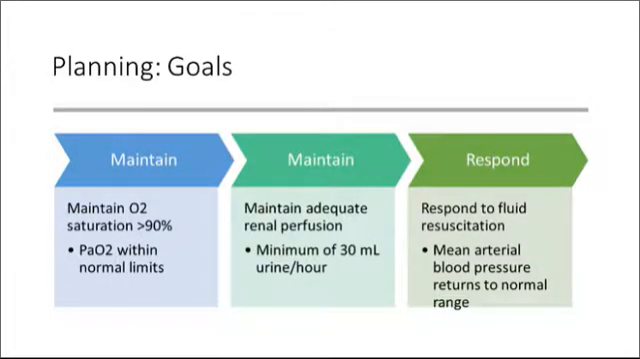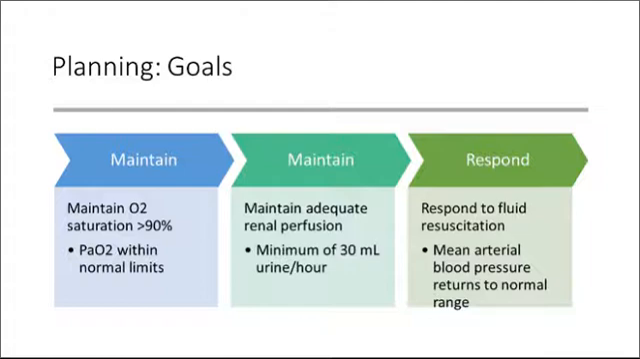Planning goals. What are you looking at? What do you need to keep in mind when you're planning for this patient? Keeping their O2 saturation above 90%, doing blood gases, and watching their PO2 level, their arterial levels. Maintain adequate renal perfusion.